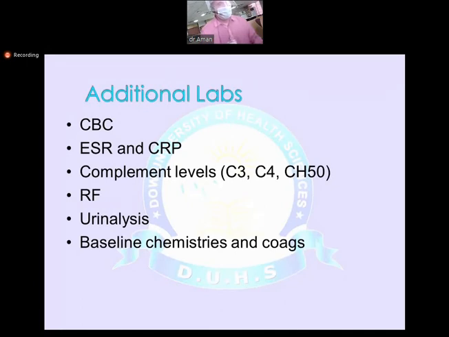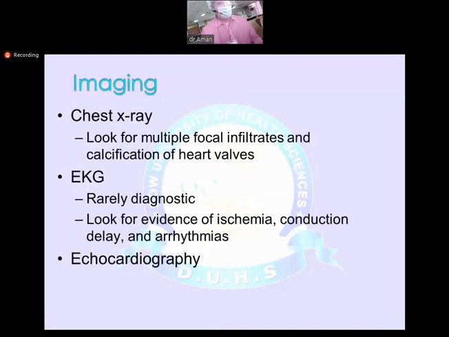Additional labs: you should send the complete blood count, CBC, ESR, CRP, the complement levels C3, C4, CH50, RH factor, urine analysis, baseline chemistry, and coagulation profiles as additional tests. And if you do the X-ray chest, look for multiple foci, focal infiltrates, and calcification of the heart wall. ECG is rarely diagnostic, but look for evidence of ischemia, conduction delay, arrhythmias. Echocardiography is very helpful for infective endocarditis.